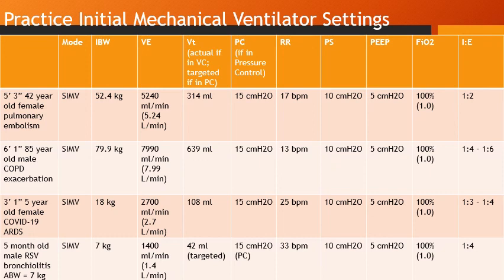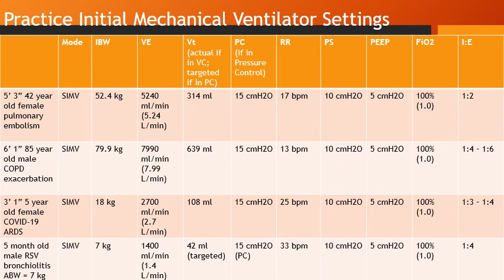And that's important because we're going to specify that this is a targeted tidal volume, and that's because in our patients less than 10 kilos, remember we said we're going to only use pressure control breath type. So if we're in pressure control breath type, we don't set an actual tidal volume. We calculate a targeted tidal volume. So that's going to be 42 milliliters. And then for our pressure control, we're going to set that at 15 centimeters of water to start with.